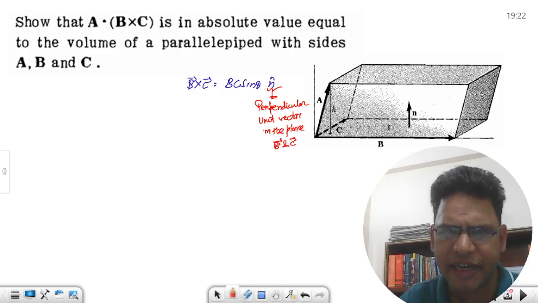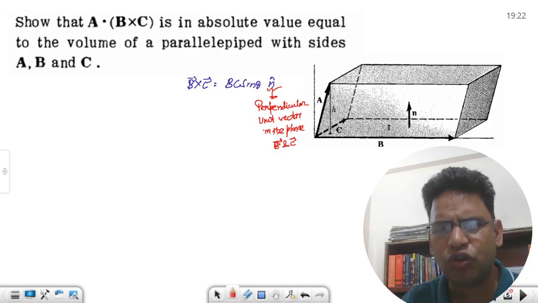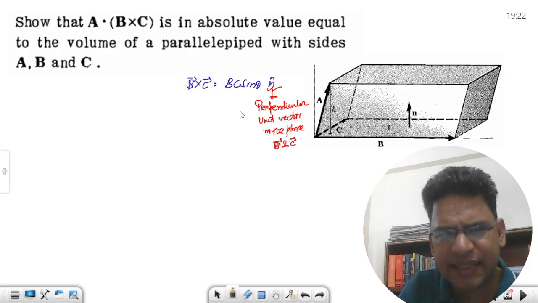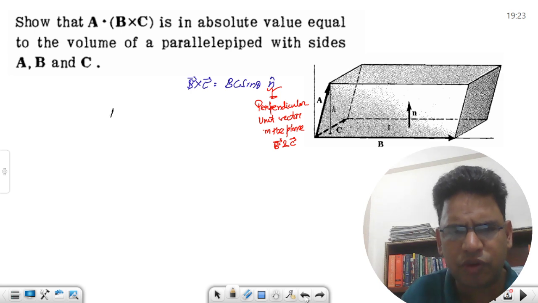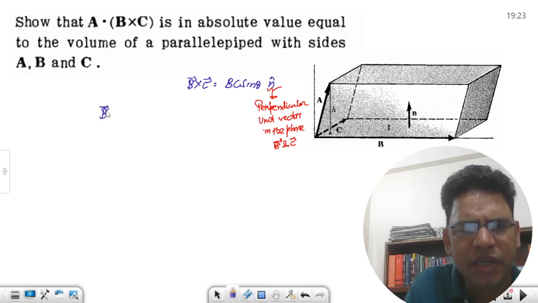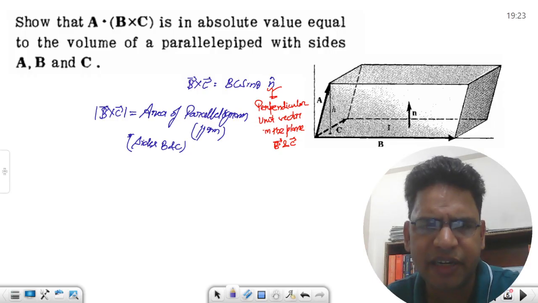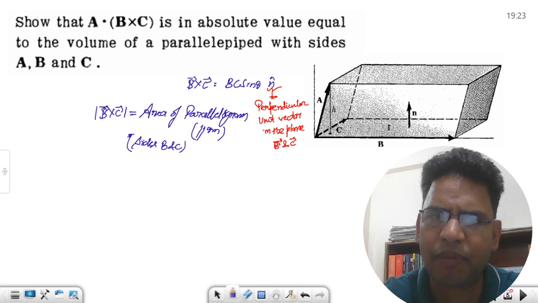Suppose if you look at this diagram, I have made a diagram for you, and suppose the angle between vectors B and C is theta, so what is A dot B cross C going to look like? From the previous class, if you remember, this B cross C, its magnitude is nothing but the area of the parallelogram. I am going to use a shorthand notation: area of parallelogram having sides B and C. B and C are coplanar vectors, essentially this is the meaning.